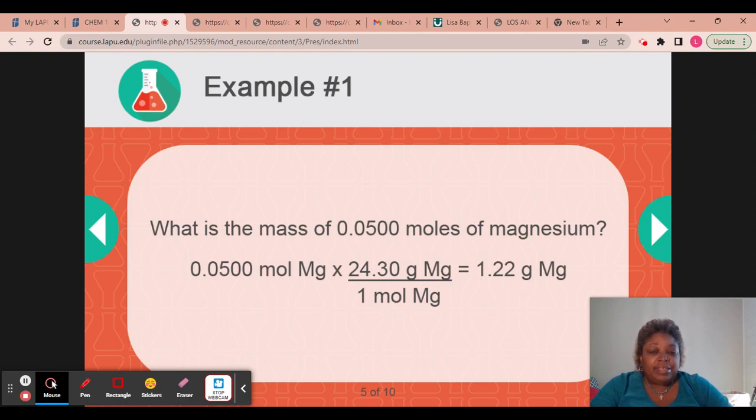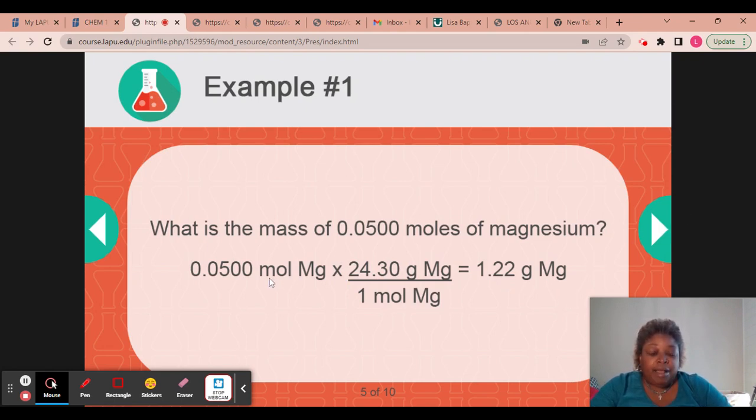Now, to determine the number of significant figures, remember we're always going with the least when we're talking about multiplication and division. However, this 1 mole, we do not use that to determine the significant figures. We're only going to use these two numbers here. So 0.0500 would have three significant figures. 24.30 would have four. Remember, we're going with the least, so we get 1.22 grams of magnesium.